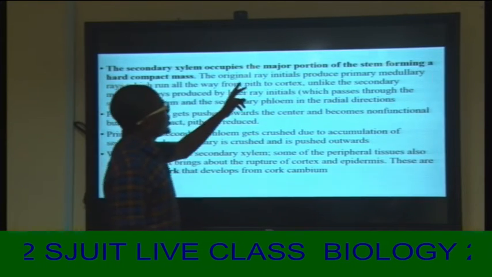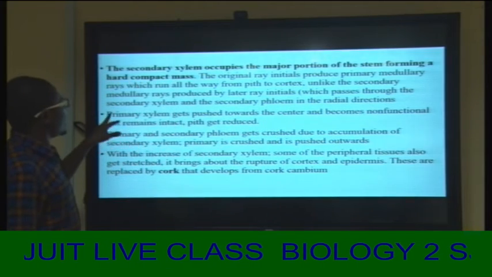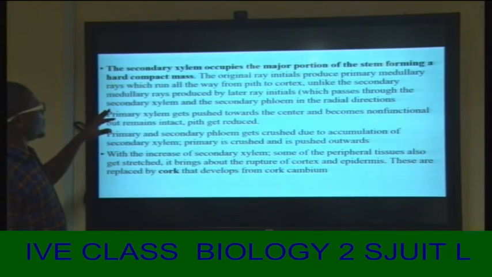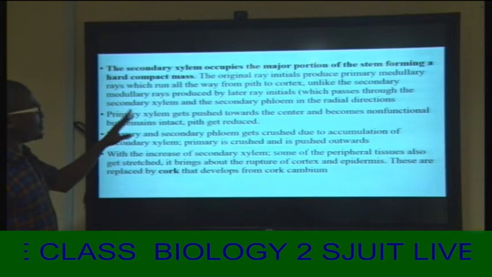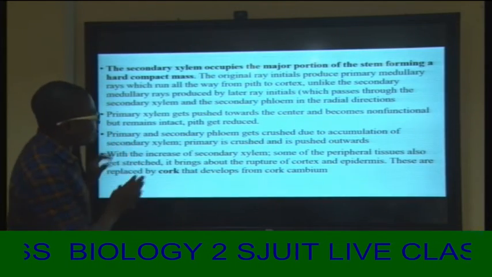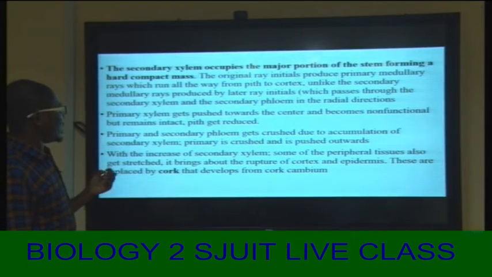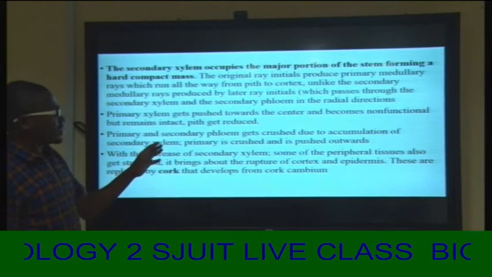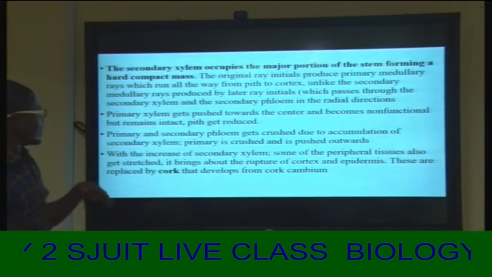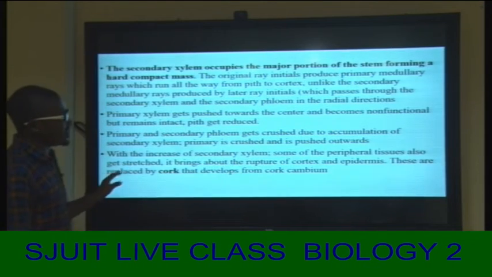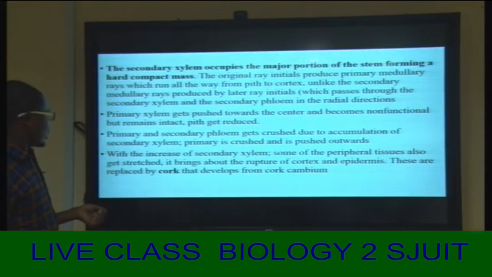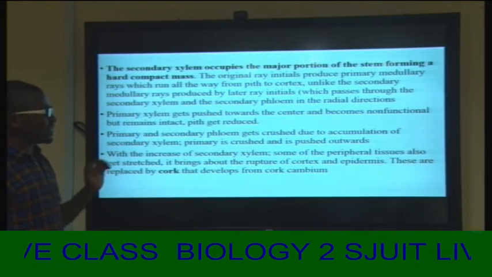Okay. The original ray initials produce primary medullary rays which run all the way from the pith to the cortex, unlike the secondary medullary rays produced by later initials, which pass through the secondary xylem and the secondary phloem. The primary xylem gets pushed toward the center and becomes non-functional, but remains intact. The primary and secondary phloem get crushed due to accumulation of the secondary xylem and are pushed outwards. With the increase of the secondary xylem, some of the peripheral tissues also get stretched. This brings about the rupture of the cortex and the epidermis, which is replaced by the cork that develops from the cork cambium.